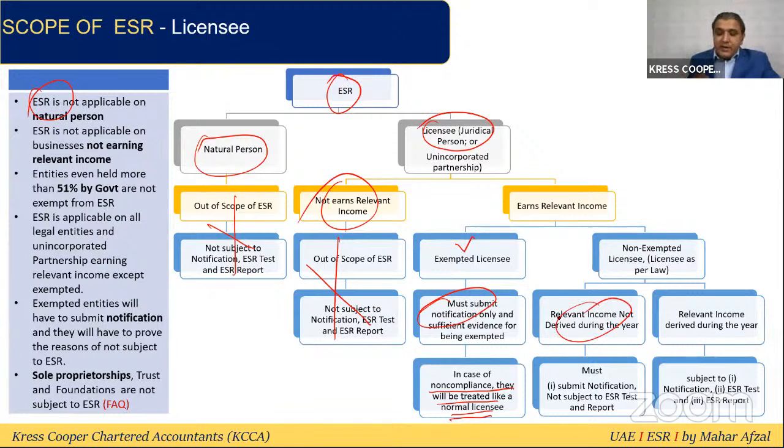If they have not earned any relevant income during the year, then they will be required to submit the notification, but they will not be required to satisfy the ESR test, and they will not be required to submit the report as well. So in case they have generated relevant income, I can summarize that if this is a juridical person or the unincorporated partnership, this is not an exempted licensee, and they have earned a relevant income during the year, then we can say that ESR test will be applicable. They will be subject to ESR notification, ESR test, and ESR report as well.